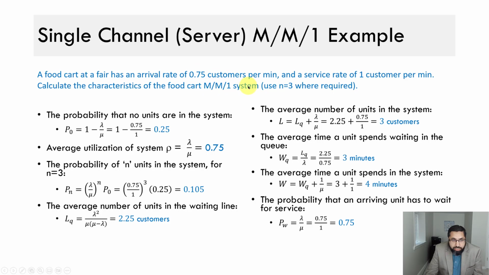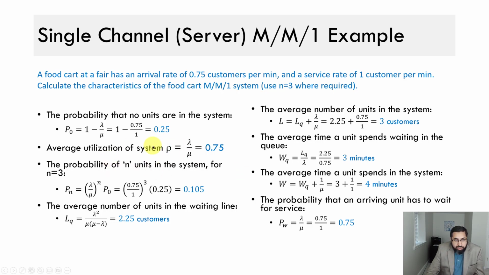It's an MM1 system. There's just one server, just one cart, and we have one queue in front of the cart. Okay, and we'll also find the probability that there are 3 units in the system, where n equals 3. So first of all, what is the probability there are no units in the system? 1 minus lambda over mu. Lambda is 0.75, the arrival rate. Mu is 1, the service rate, how many customers we serve per minute. And our probability that there are no units at all at this food cart is 0.25.